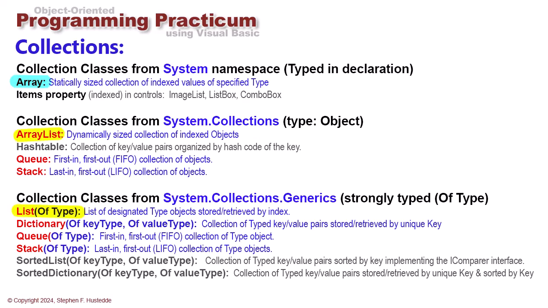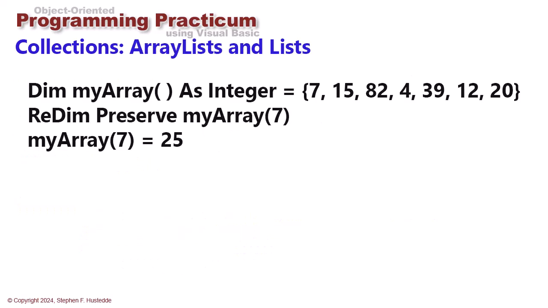We've already looked at arrays. We're going to look today at ArrayList and List. As you recall, arrays were statically sized. We could create an array of a specific size, or we can create an array with values that then auto-sized it. But we couldn't change the size of that unless we redimensioned it and used the word Preserve, which would keep the values that were there and allow us to resize the array and make it larger or even make it smaller. And that's kind of unique in Visual Basic. Most languages don't allow you to resize an array.